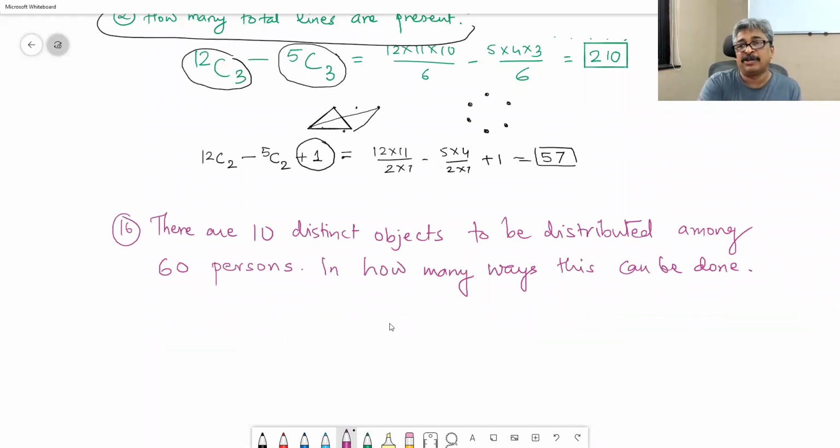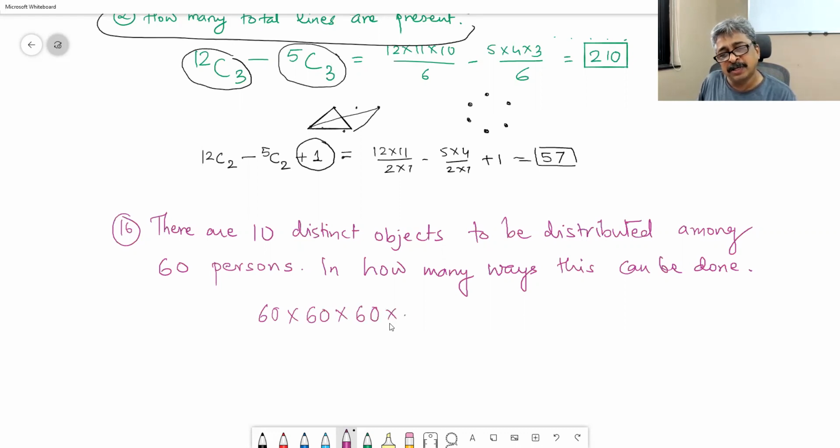So take one object in your hand. Check how many ways I can distribute this? 60 ways. Okay. Then take a second object in your hand. In how many ways can you distribute it? 60. And take the third object in your hand. In how many ways can you distribute it? 60 ways. And you will realize that this is a simple problem, which is 60 into 60 into 60.